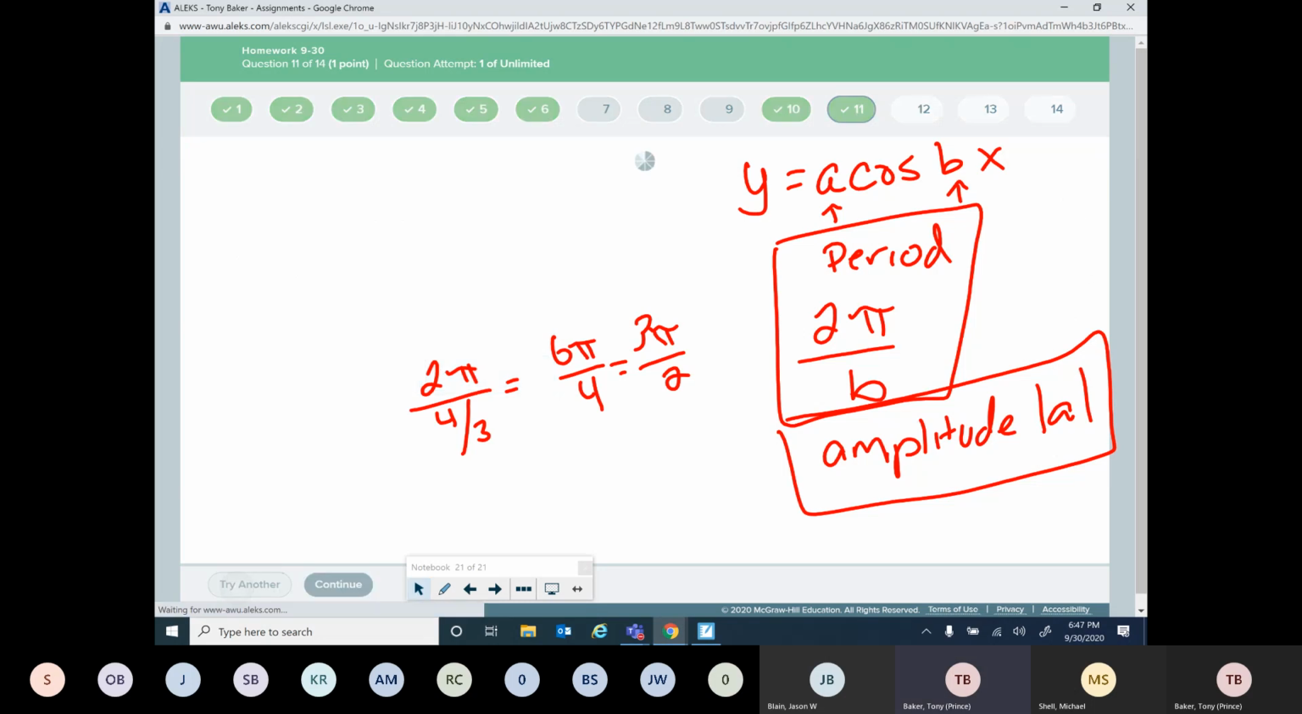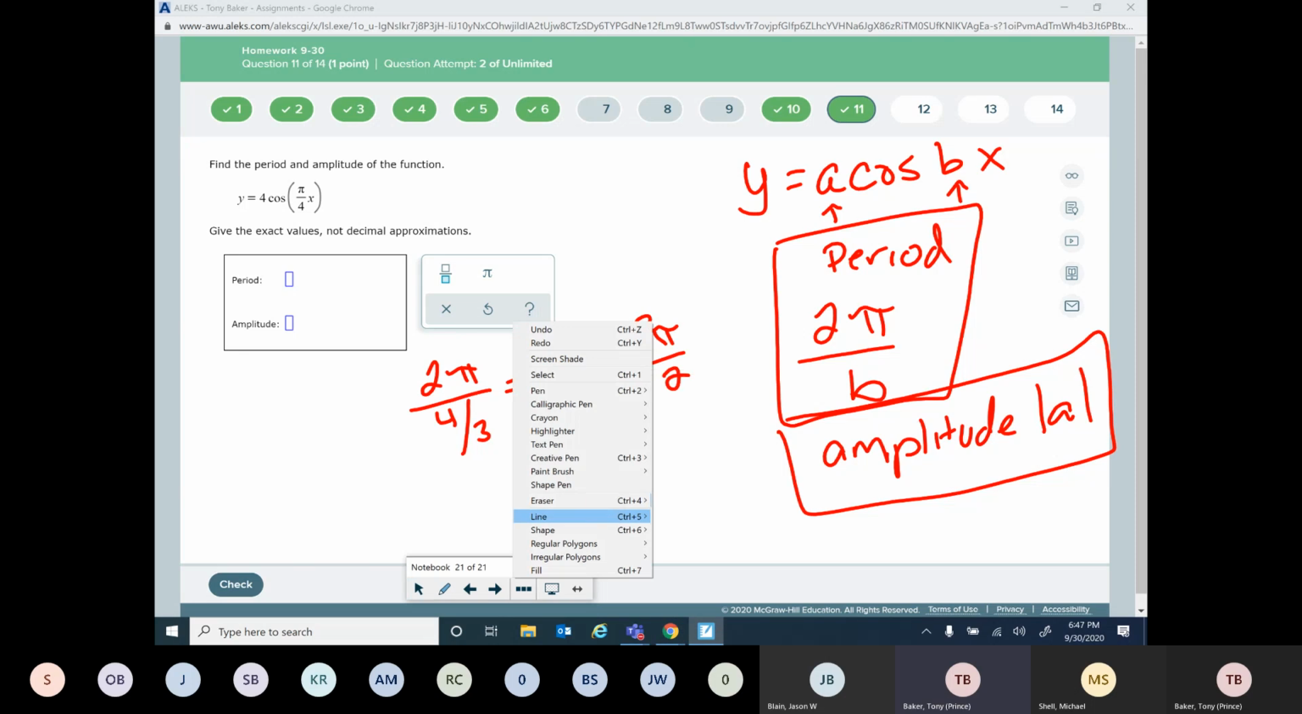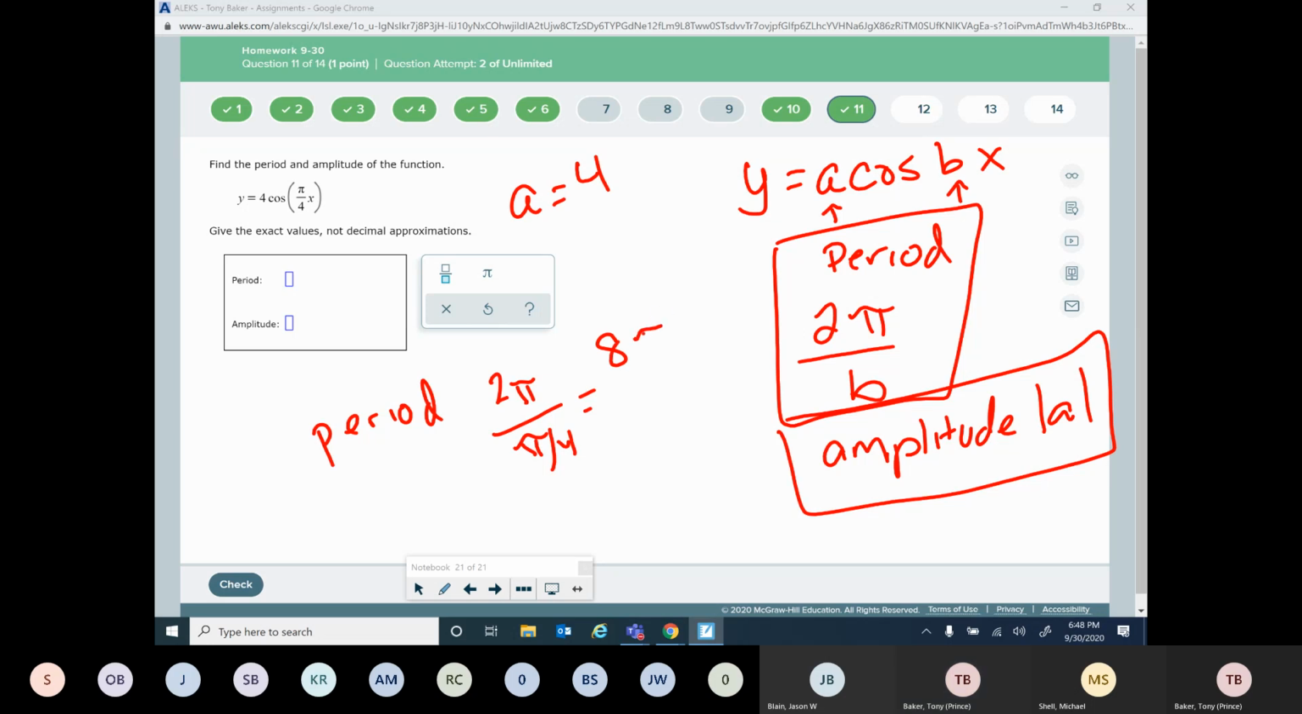So let's do one more of those. And it doesn't matter sine, cosine, they're all the same when we're doing our periods and amplitudes. So you don't have to know different rules for each of them. So in this case, my amplitude is 4. And then my period is 2 pi over pi over 4. So that means my period is going to be 8 pi over pi, or just 8.